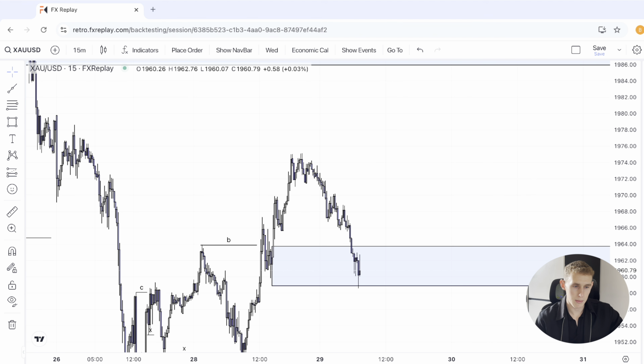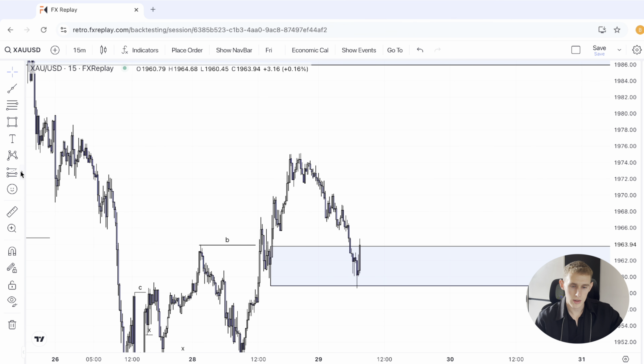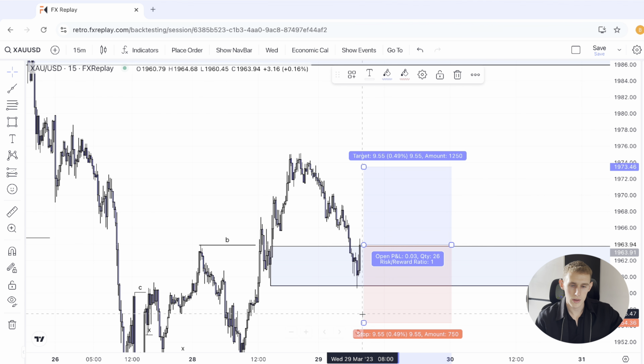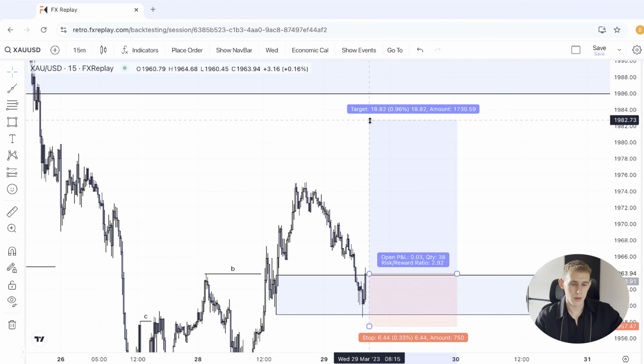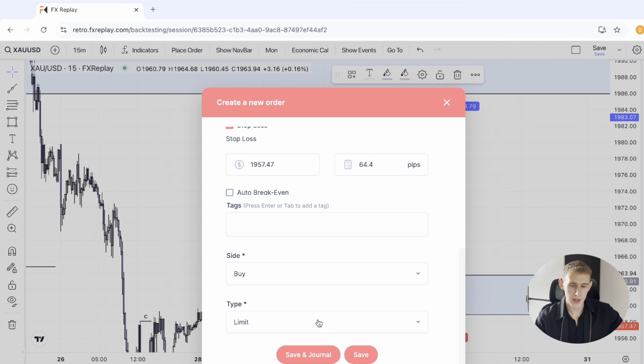Yeah, there we go. I'm going to buy here. Stops just below that low. Target a 1 to 3. And we're going to do market execution on that.